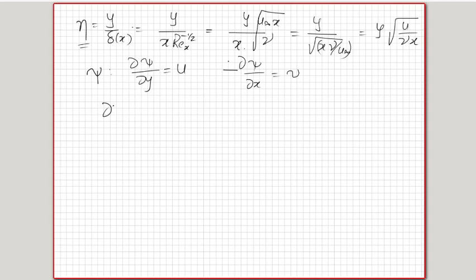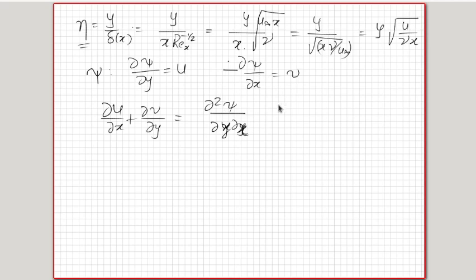How? Del u by del x plus del v by del y is what? It will actually become: del u by del x will be del squared psi by del x del y, and del v by del y would be, sorry, del by del y rather.